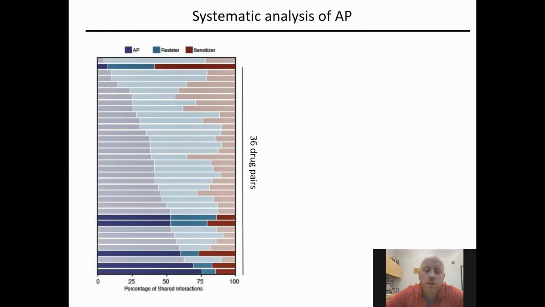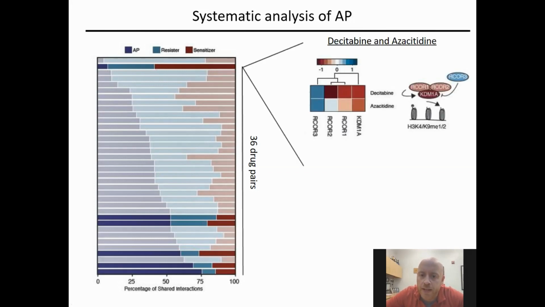Now, when we look across all 36 pairs of drugs examined in our studies in a pairwise format, what we see is that some drugs share large numbers of co-resistors or co-sensitizers. Those would be those at the top of this graph. Whereas other drugs show large numbers of genes that exhibit antagonistic pleiotropy, meaning that they can confer resistance to one drug but sensitization to another. Perhaps not surprisingly, we found that drugs that work through similar mechanisms of action, like decitabine and azacitidine, share large numbers of common resistors and common sensitizers, like those shown here.